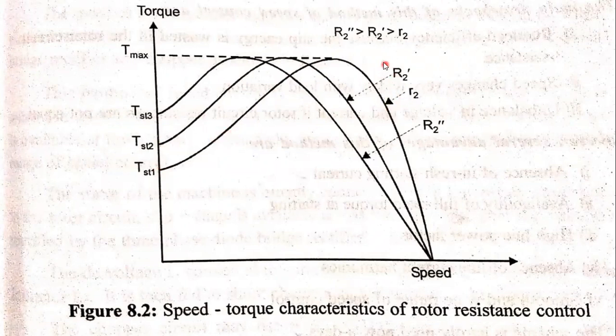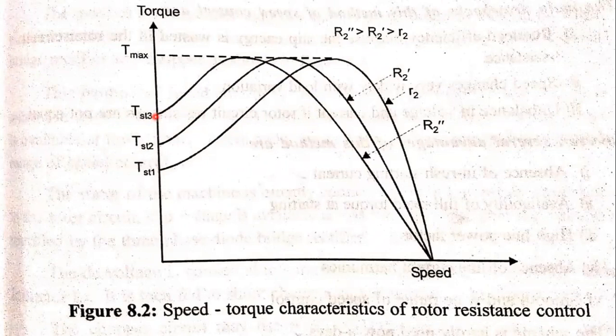Again, if you increase the rotor resistance to greater than R2 dash, to R2 double dash, this curve is called the R2 double dash curve. When the rotor resistance increases from R2 dash to R2 double dash, the starting torque increases from TST2 to TST3. Like this, by increasing the rotor resistance, the starting torque of the 3-phase induction motor is increased.